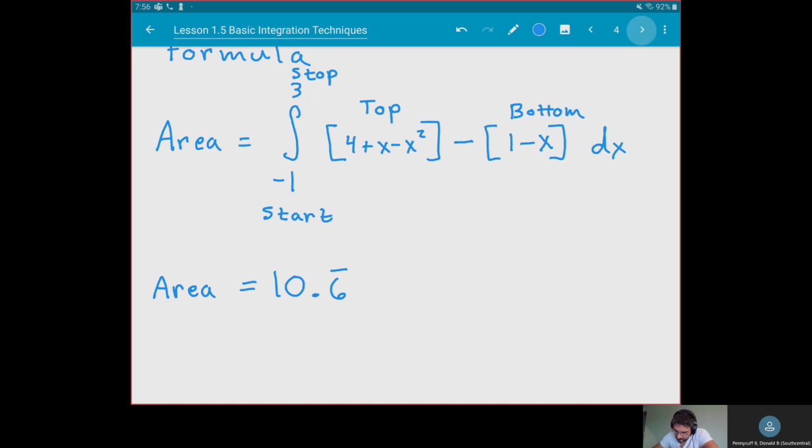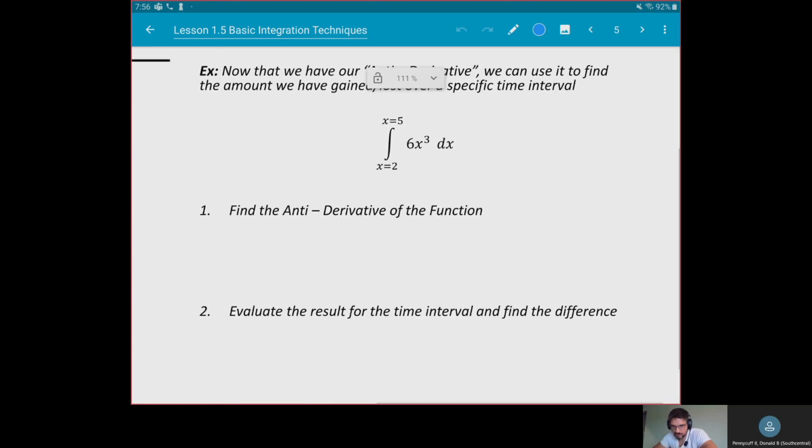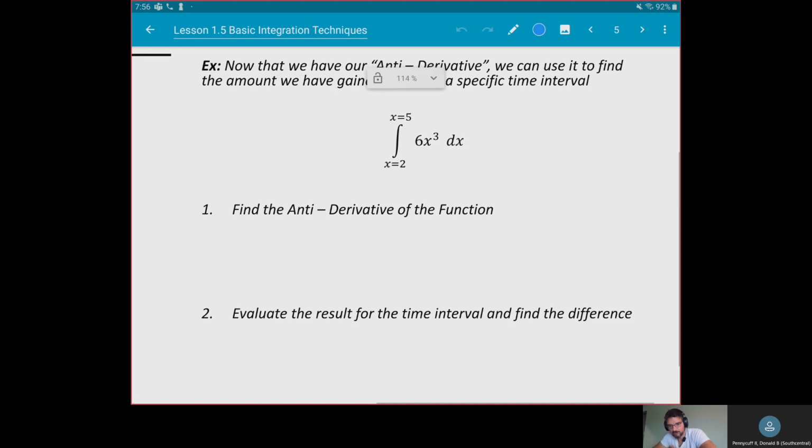All right, so there's a couple of very important rules that you need to know when you're trying to work on an integration problem. The one that I'm going to focus on is the power rule.